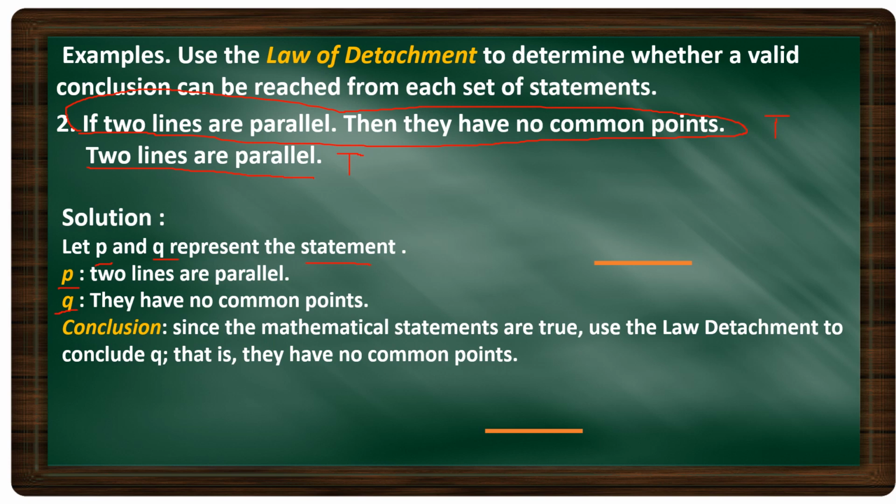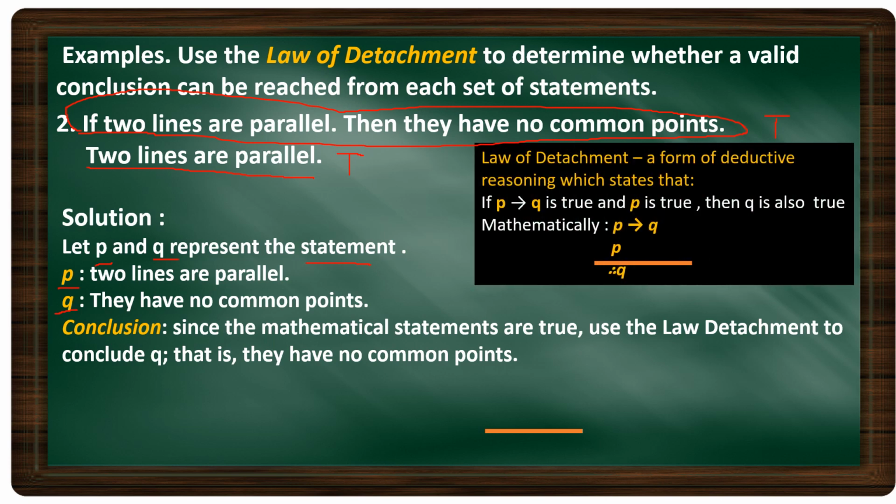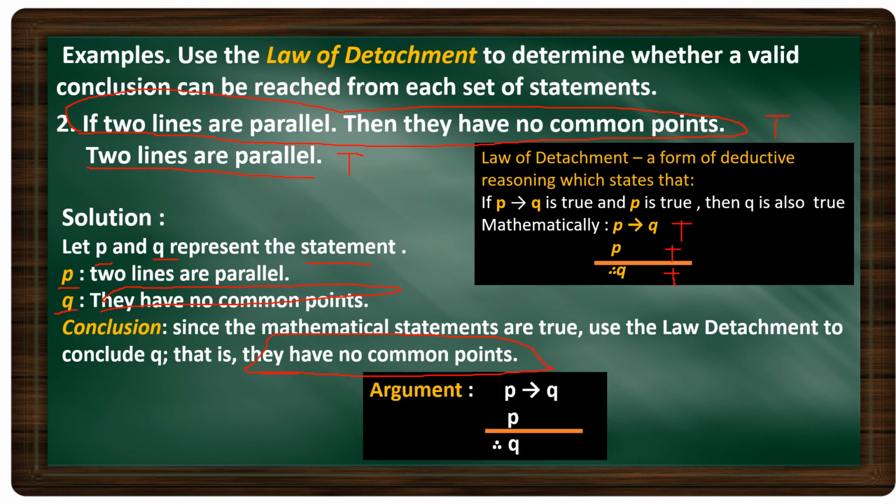To conclude, we have now, since the mathematical statements are true, ito po ang sinasabi niya. We have here, the mathematical statement is true. Use the law of detachment to conclude Q, that is, they have no common points. So, pag true po ang atin pong mathematical statement, and ang atin pong hypothesis is also true, you can conclude that our Q, or our conclusion, must also be true. And therefore, itong kanyang conclusion, which is Q, is your final answer, which is they have no common points. Kaya lang, teka lang. Paano po ba yon?